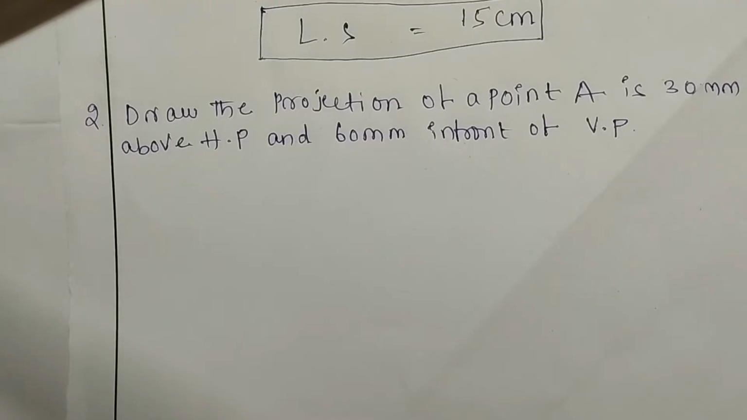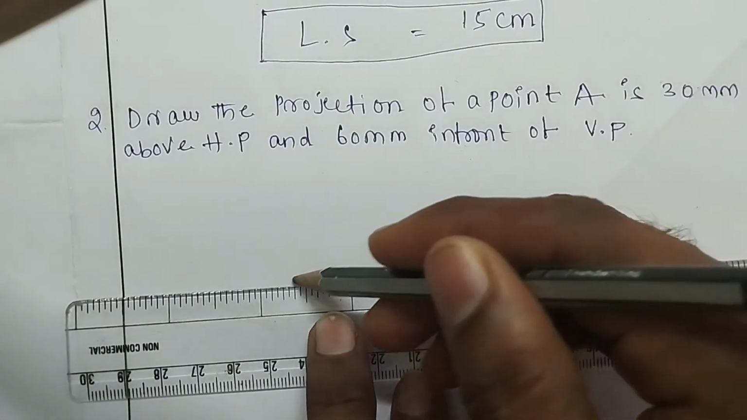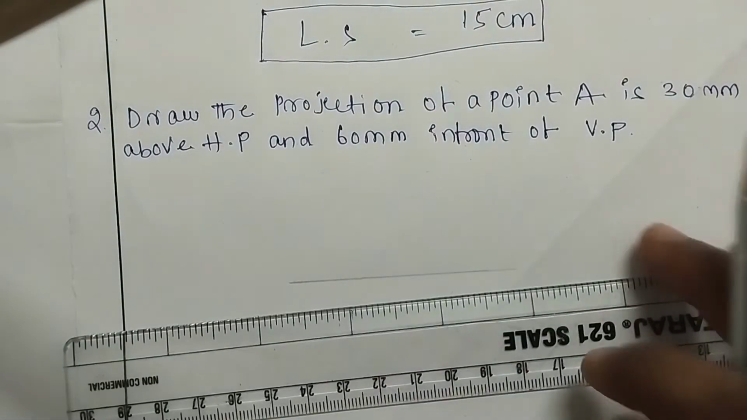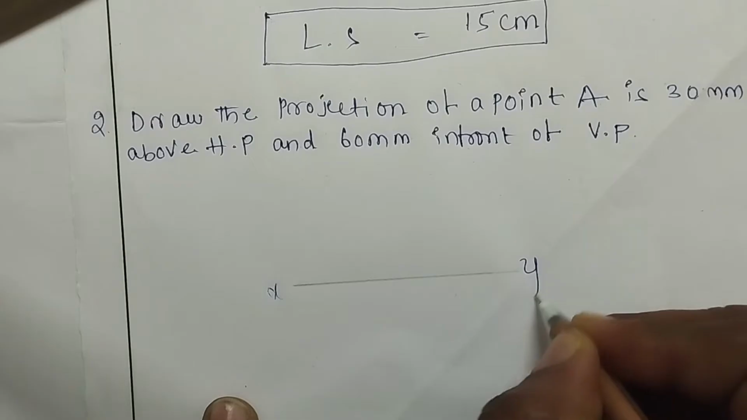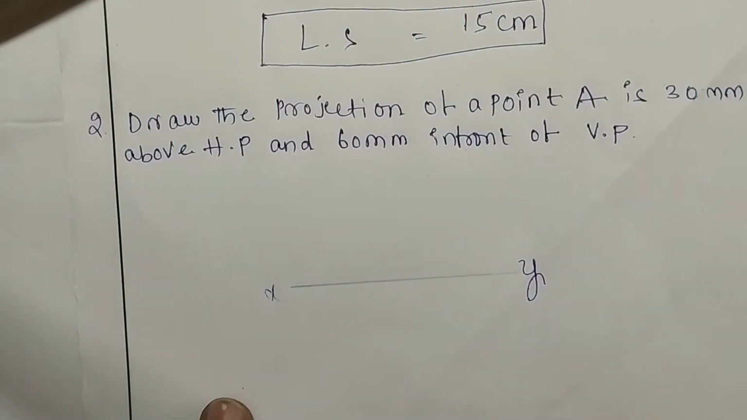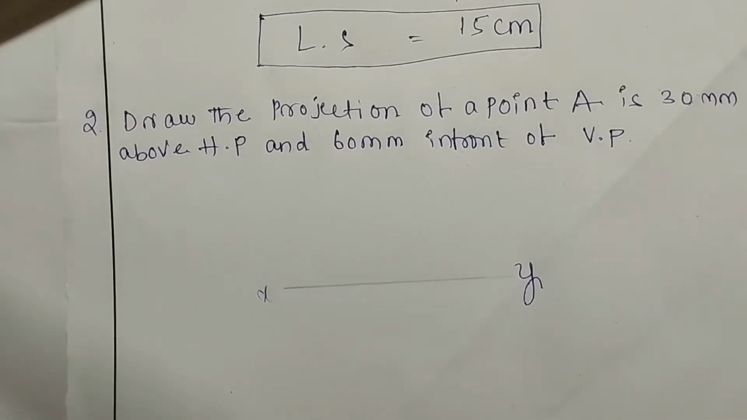Now we have a second question. Draw the projection of a point A which is 30 mm above HP and 60 mm in front of VP. First we need to write the reference line, XY. The reference line we are taking has X and Y. The question says point A is 30 mm above HP. So above HP means we get it above the reference line, and in front of VP means we get it below the reference line, as per the coordinate system.